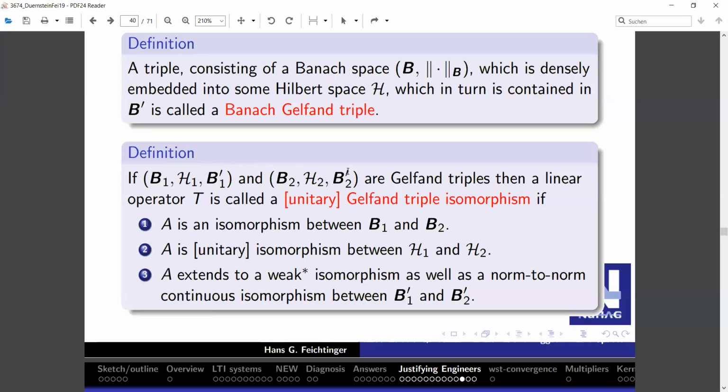Now, if you have two such objects, and the prototype, as we will see all the time, is sequence space, little L1, little L2, little L infinity, bounded sequences. The prototype of such a mapping would be that you have a mapping which preserves the structure. So it maps the small space into the small space. It is maybe even unitary at the Hilbert space level, and it extends in a unique weak star to weak star way to this here.